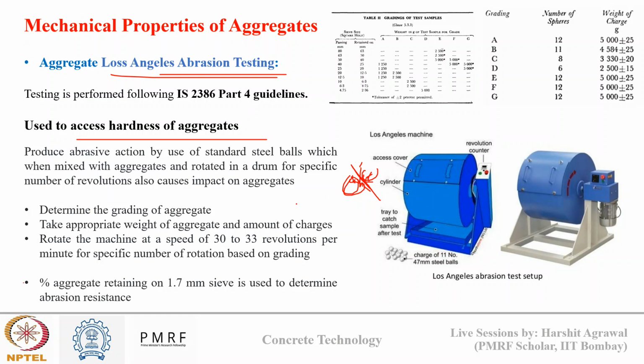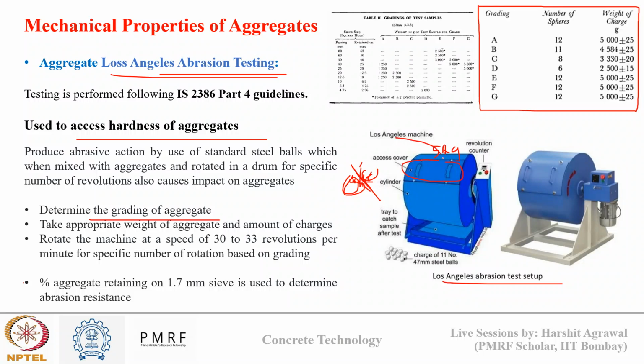Okay, so how do we determine this? For this we need to know the grading of aggregate first. Once we know the grading of aggregate, there is a chart that is defined in the IS code. Suppose we have poured 5 kg aggregate in this Los Angeles abrasion testing machine. There is this lid, inside this lid we pour the aggregate. Now, to produce abrasive action, we add steel balls, which will hit the aggregate and try to crush it.